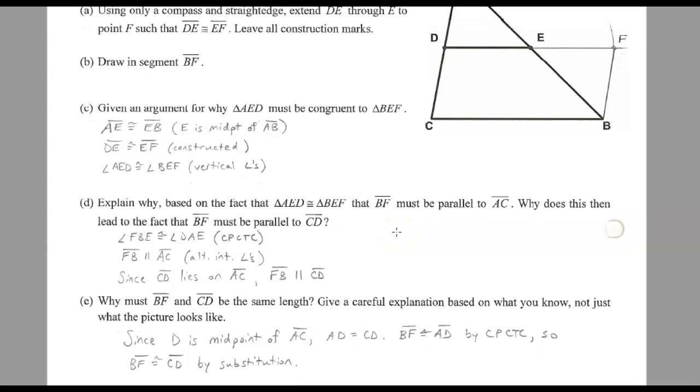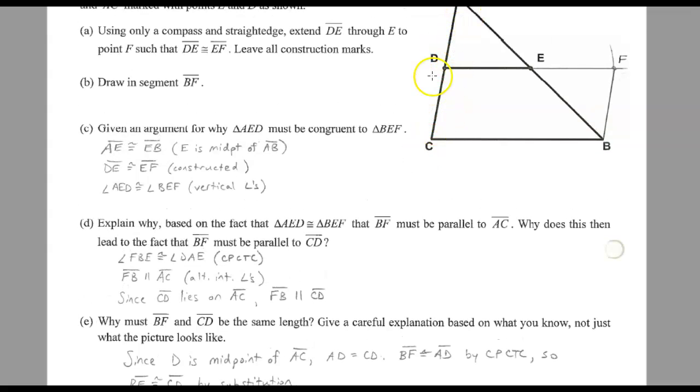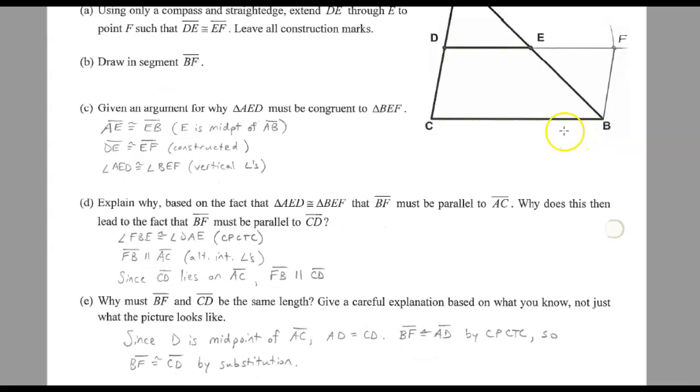So why must BF and CD be the same length? Well, if D is the midpoint of AC, then these two segments are equal, AD and CD. And we knew that BF was equal to AD because of the triangles being congruent. So by substitution, we can say that BF is equal to CD.